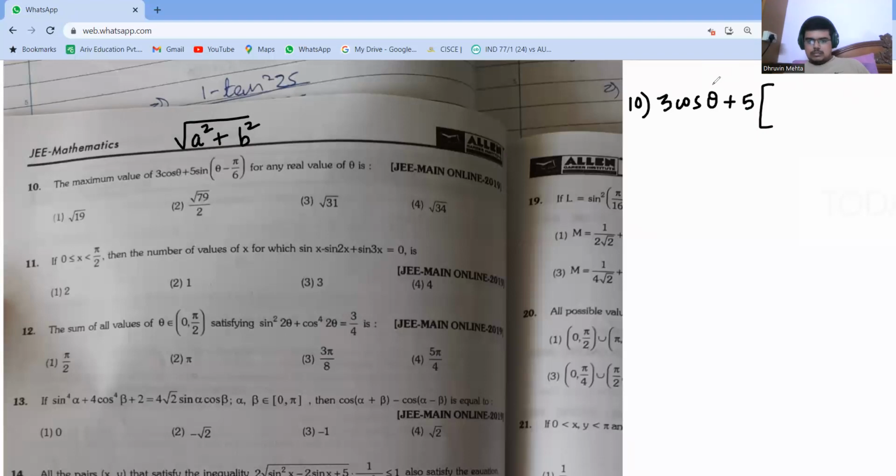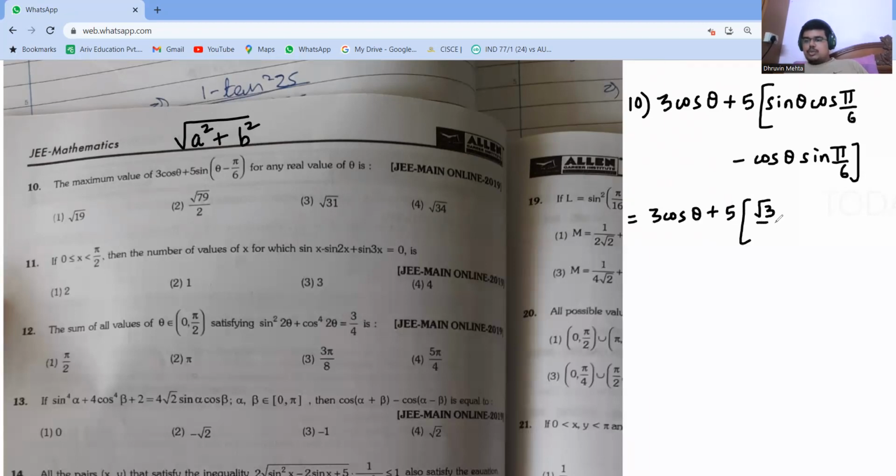How will we open the bracket? When we have the compound angle sin of a minus b. सही है. हाँ तो करो, आ जाएगा आंसर. It will be sin theta cos pi by 6 minus cos theta sin pi by 6. We are just solving this expression. So we have 3 cos theta plus 5 sin theta into cos pi by 6, which will be root 3 by 2, so root 3 by 2 sin theta, and minus this will be half cos theta.